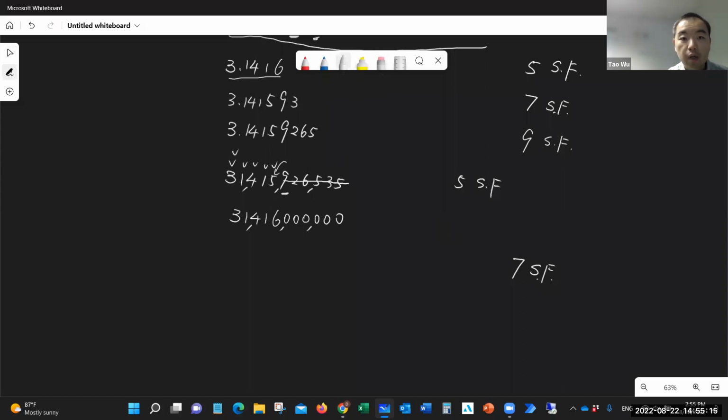You count 1, 2, 3, 4, 5, 6, 7. The next one is a 6. The 6 is going to round it up, but you're going to get rid of the 6, right? So you write 3, 1, 4, 1, 5, 9, 3, because the 6 rounds up. So the 2 becomes 3. And you get rid of 4 digits, so you're going to add 4 zeros over here. And then if you count here, you still have 31 billion something.